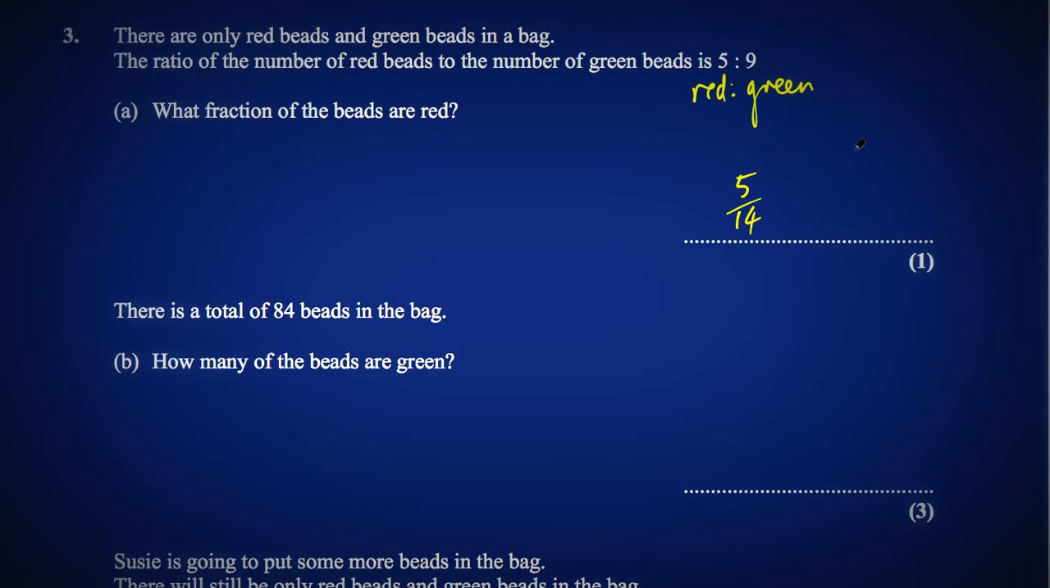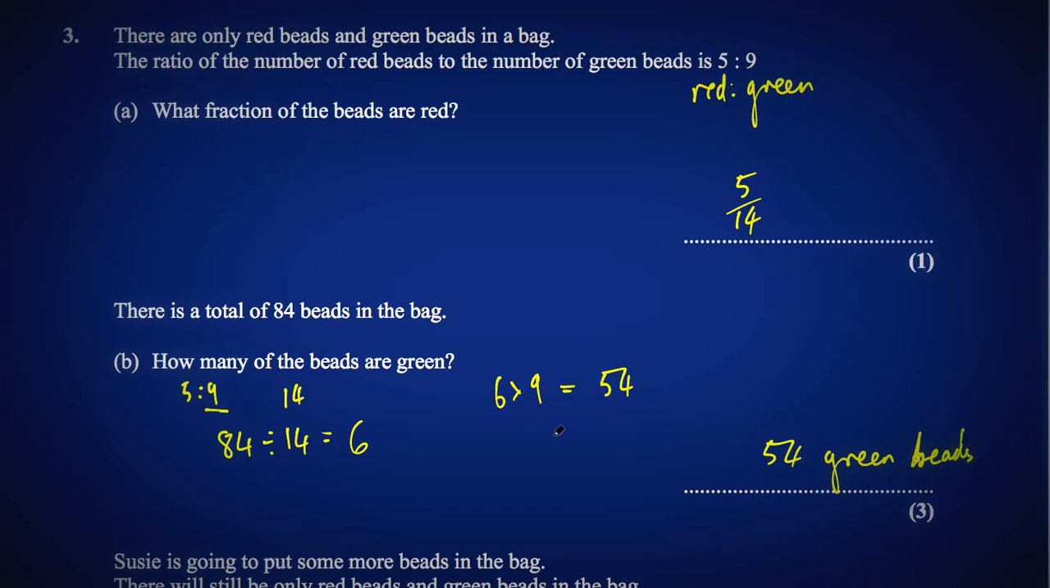There are a total of 84 beads in the bag. How many of the beads are green? So ratio 5 to 9, which in total is worth 14 shares. So 84 divided by 14 equals 6. So there are 6 of these shares in the bag. 6 times 9 of them are green. 6 times 9 equals 54. So 54 green beads.